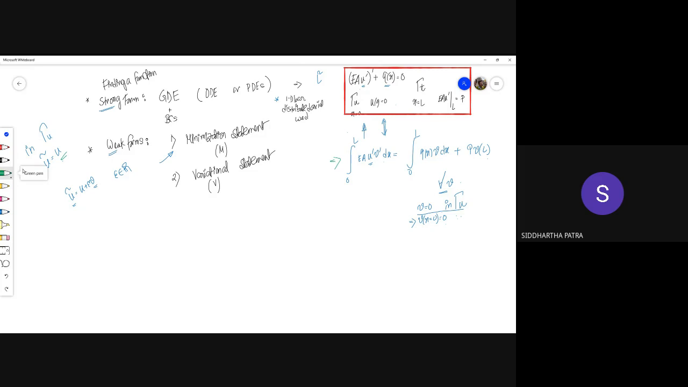Having said that, we have also established that the equivalent M statement is something like this. Minimize with respect to u and u prime the following potential, which is half integral 0 to L E A u prime whole squared dx, minus integral 0 to L Q of x u of x dx, minus P times u of L.